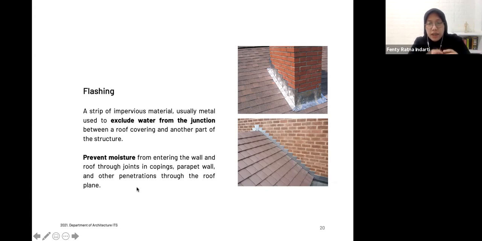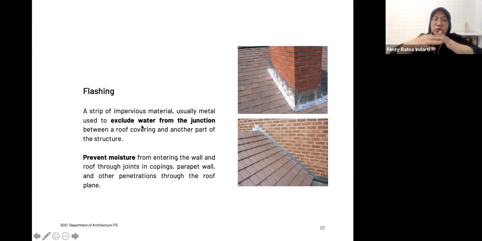So this is an element that is important as well when you have a building that is not freestanding. Because our area nowadays is very limited, we always have a roof attached to another wall or another part. So this flashing is used for protection for that. It is a strip of impervious material, usually metal, used to exclude water from the junction between a roof covering and another part of the structure.